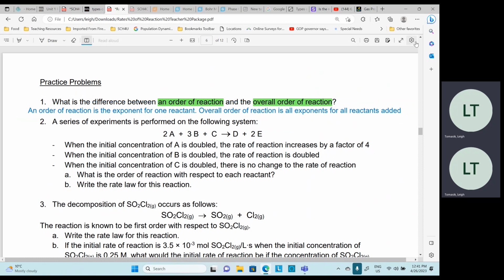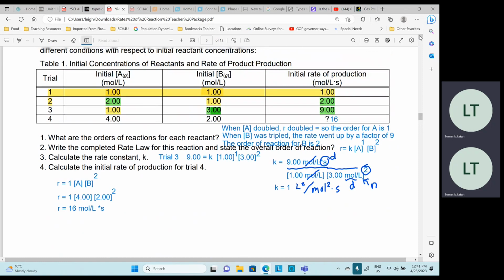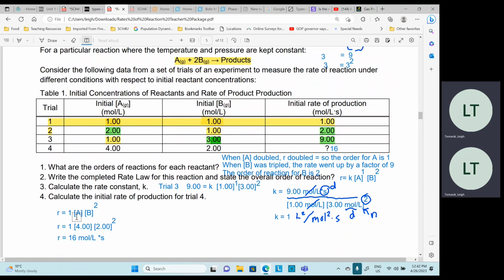Okay, so let's talk about this. We'll go back. In the previous question, A had the exponent 1. So 1 is an order of this reaction, the one that pertains to A. B had an exponent 2. That is also an order of reaction, an order of reaction with respect to B. But the overall order of reaction, I forgot to do it. Overall, the order is 3.